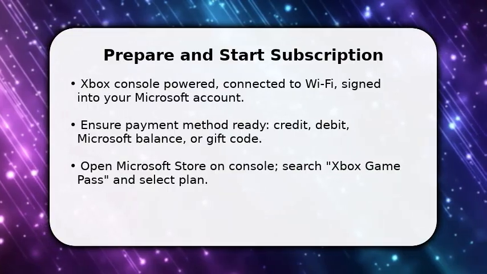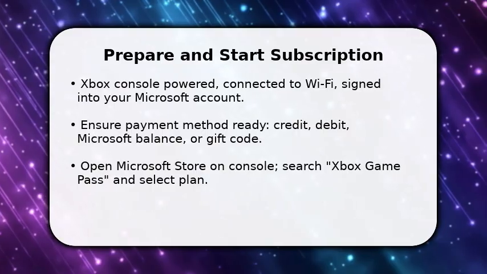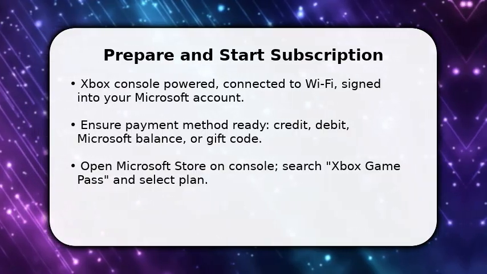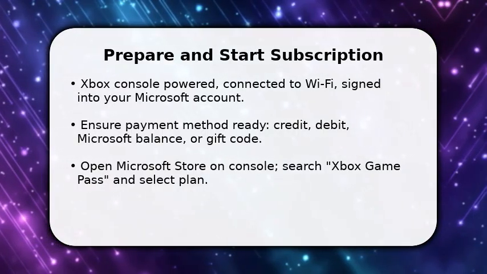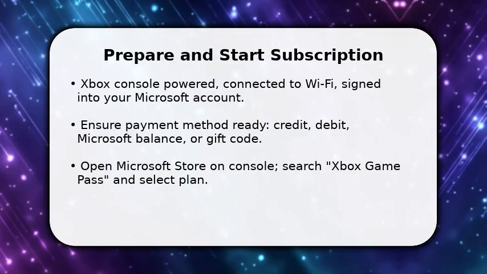You're starting now. Power on your Xbox, connect to Wi-Fi, and sign into the Microsoft account linked to payments. Once done, open the Microsoft Store app on the console. Don't use the phone yet, then type Xbox Game Pass into search. Choose the plan you want.